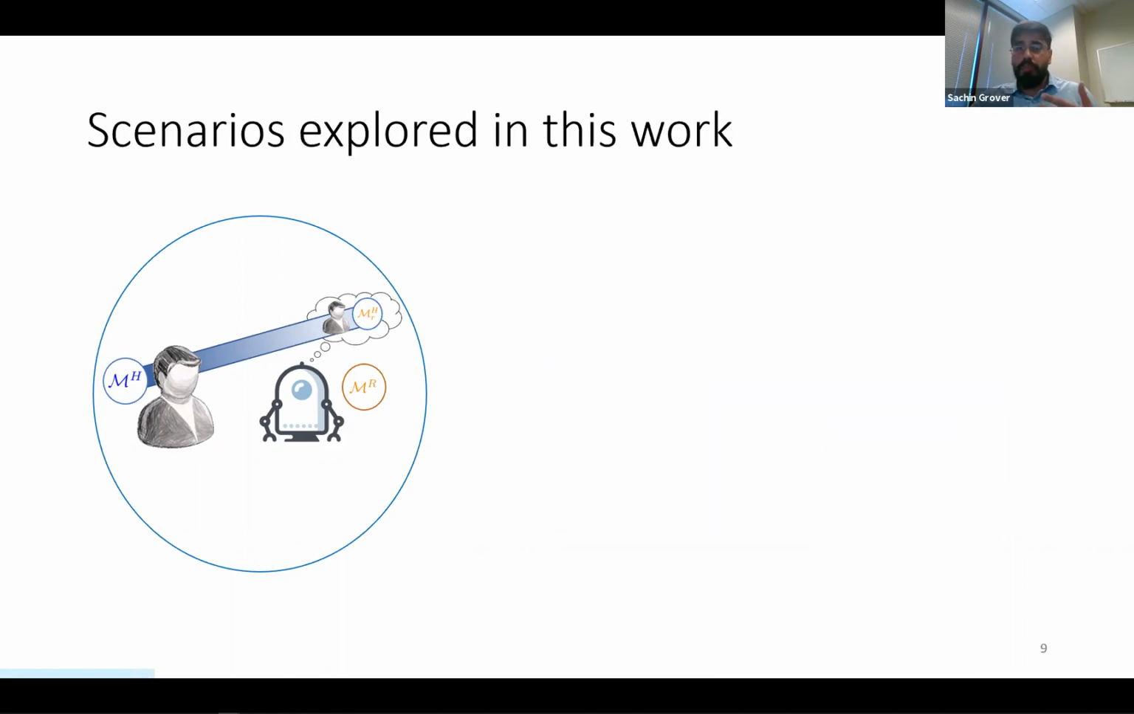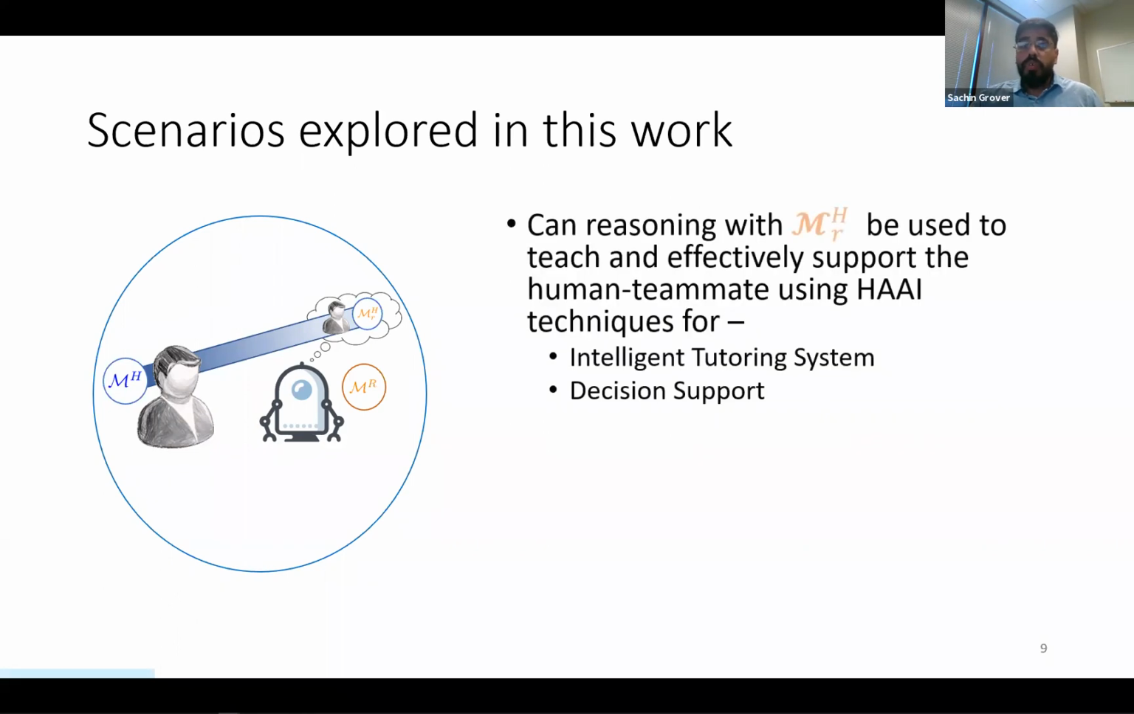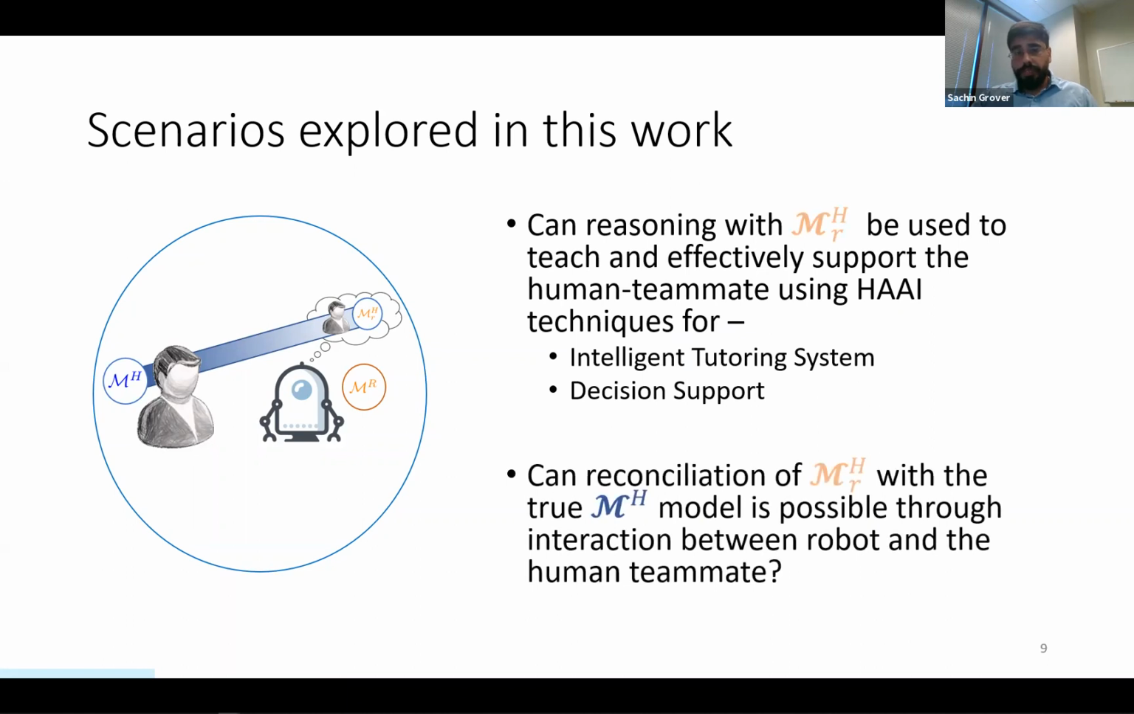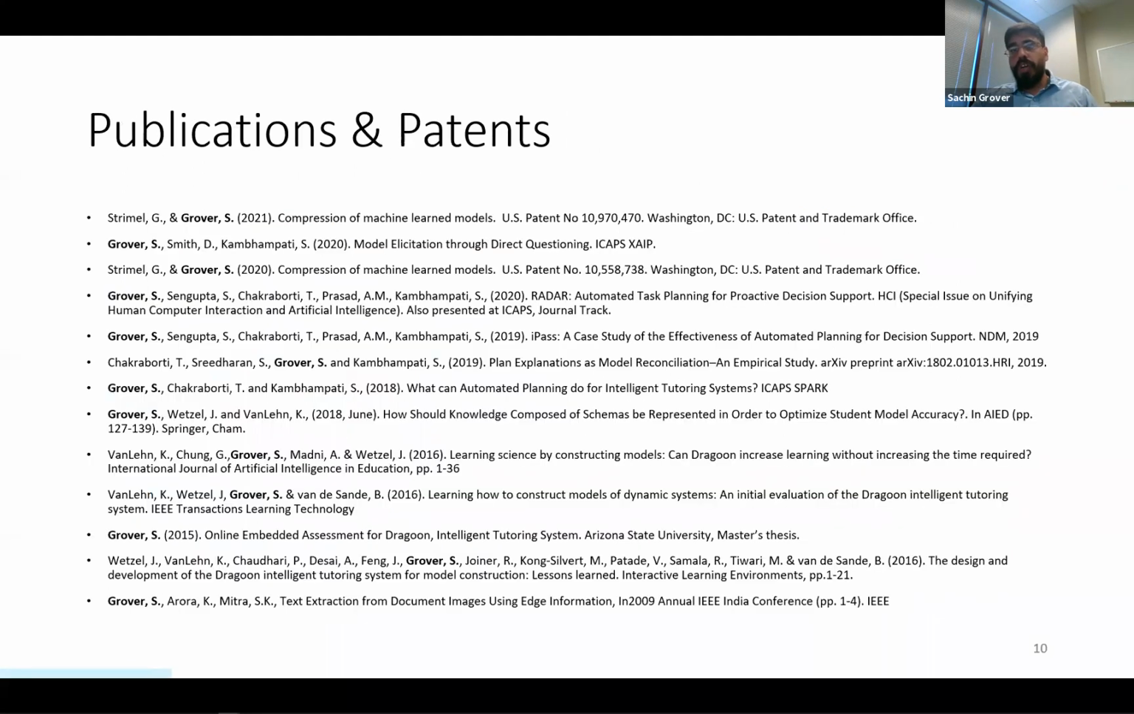This is how I have placed my work as well, where first I try to understand whether we can reason with this model, and whether it can be used effectively for human-robot teammates, specifically applying it to scenarios such as intelligent tutoring systems and decision support. Finally, I see whether this model can be reconciled to the true model using some sort of interaction between the human and robot, where the robot can ask questions and use whatever the human responds. This is how I have paced my work over the years.